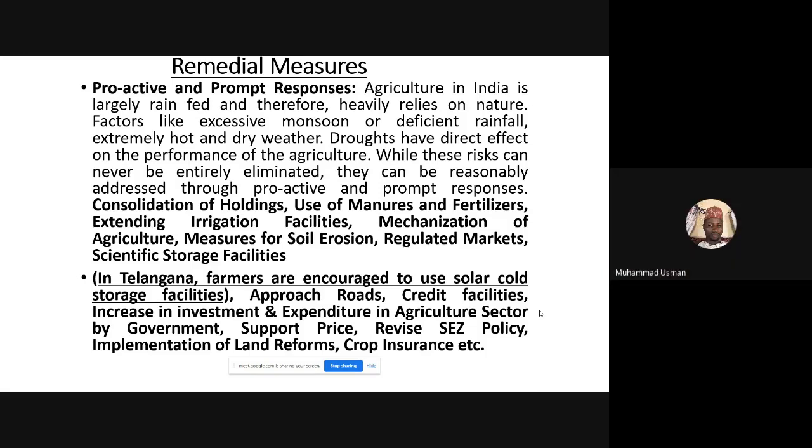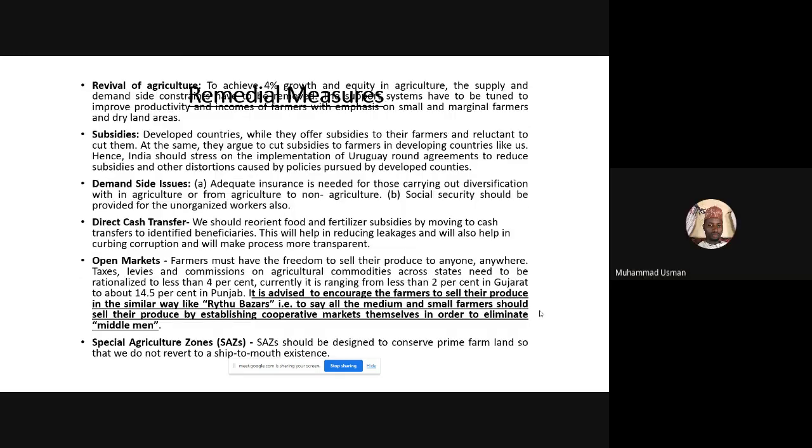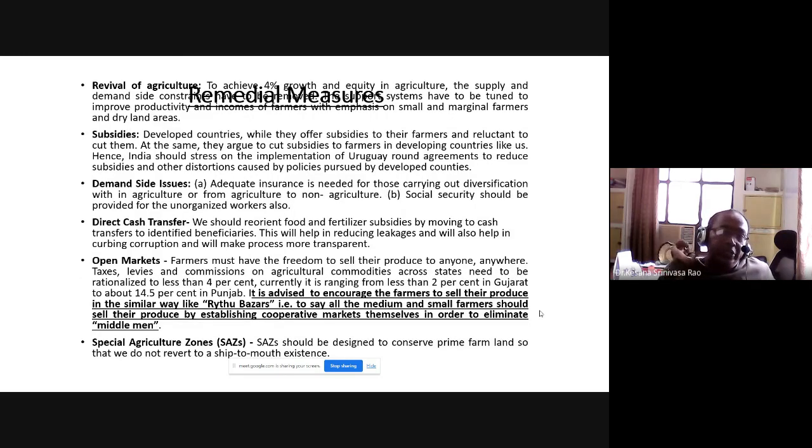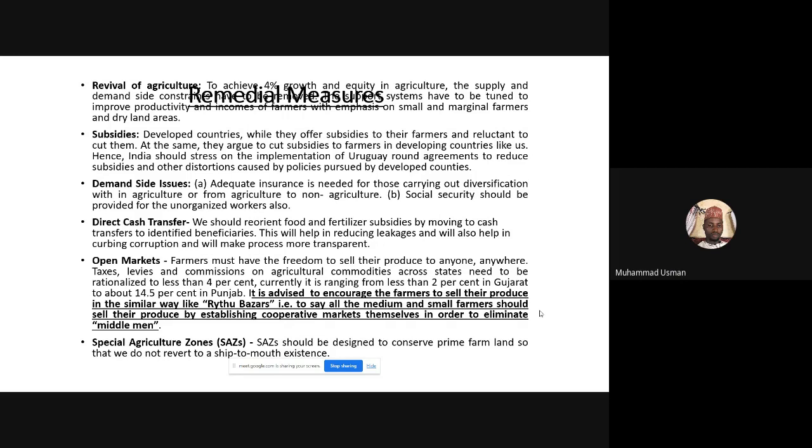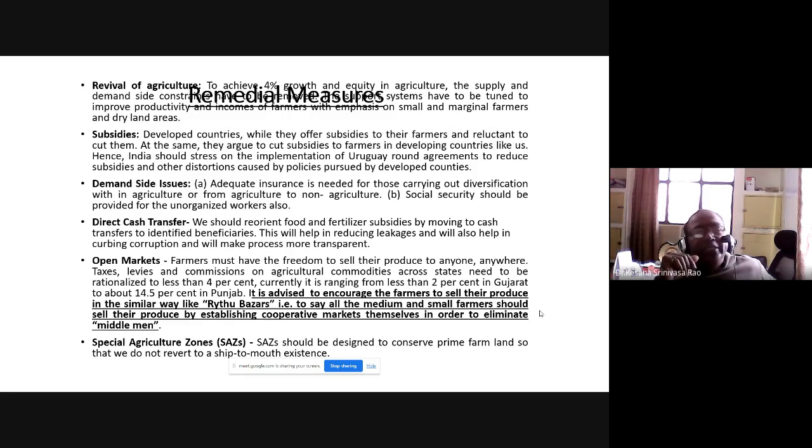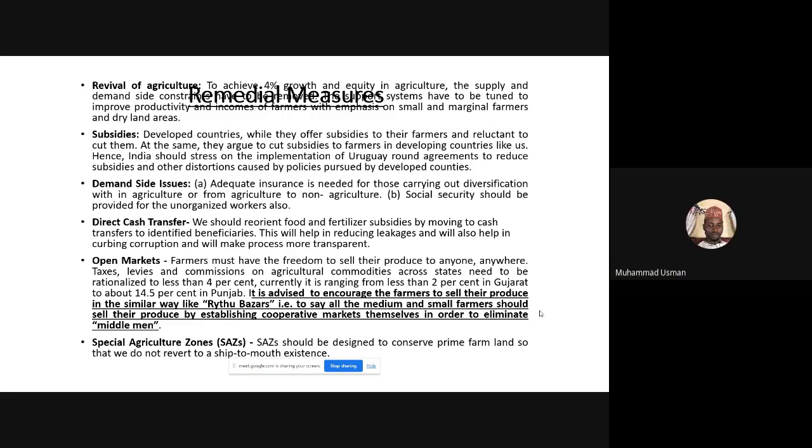Which we can implement in the agriculture sector, to develop agriculture production. Then revival of agriculture, industry, subsidies, demand side issues like adequate insurance.